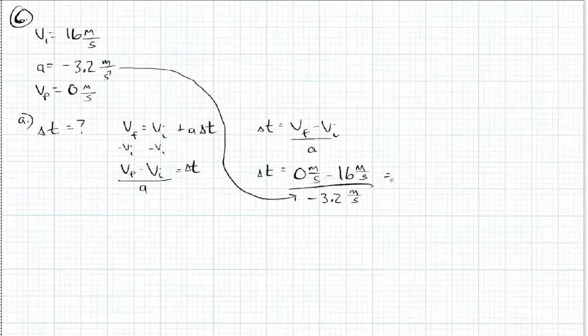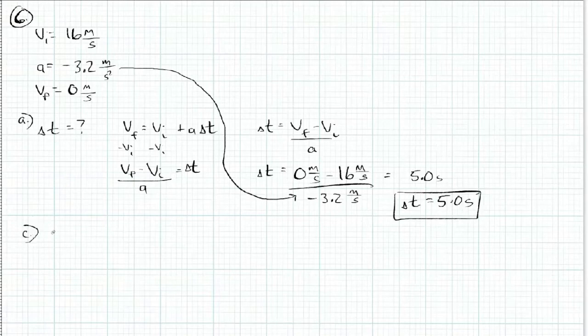If we calculate all this out, 0 minus 16 divided by negative 3.2 comes out to be 5 seconds. So delta t, change in time, equals 5 seconds. That's how long it takes for us to stop. So we're going to skip part B and do part C right now, and then we'll save part D for another recording, because it'll take a little bit more.